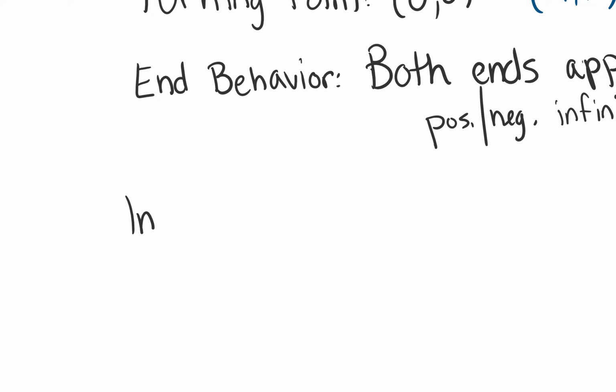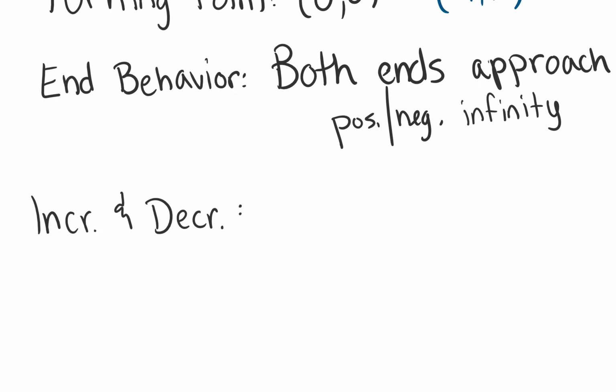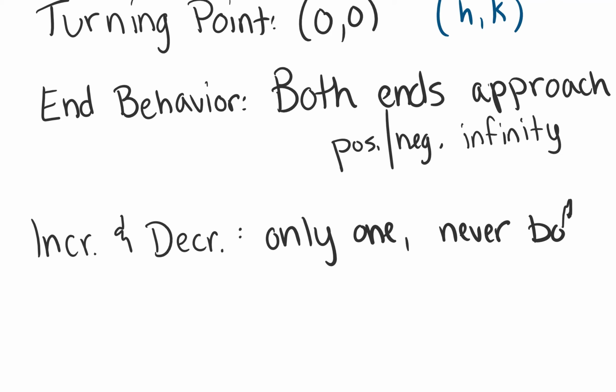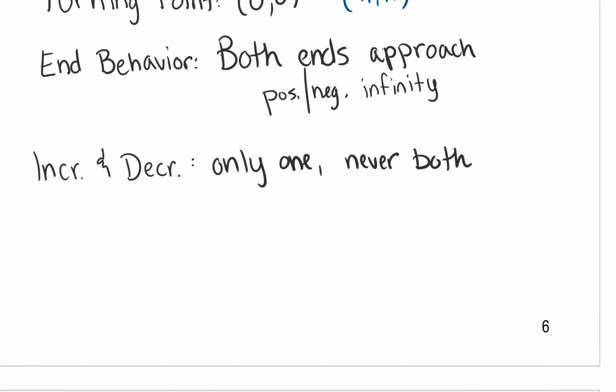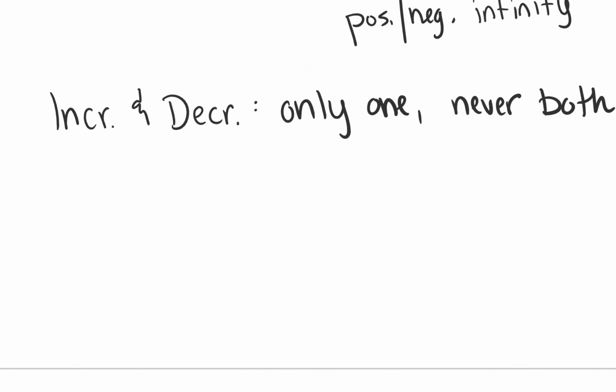Alright, last one is increasing, decreasing. Okay, for that, I still only have one. So only one, never both. So again, I can only increase the whole time, or I can only decrease the whole time. Now, the way that you write these, always, and again, these are easier. Whether I am increasing or decreasing, I always am going to write it parentheses, negative infinity, comma, infinity.